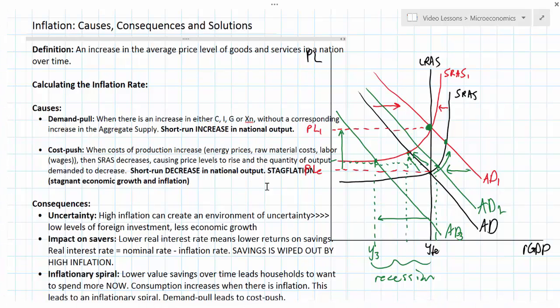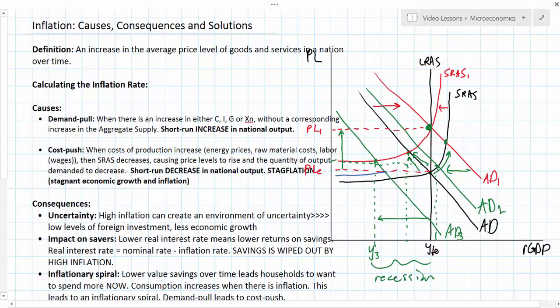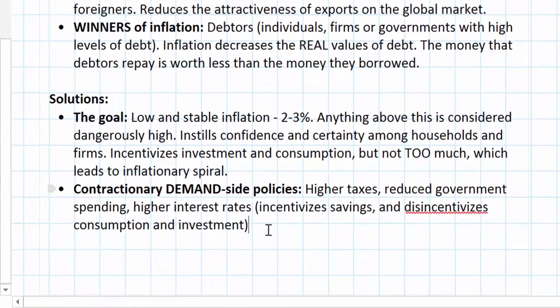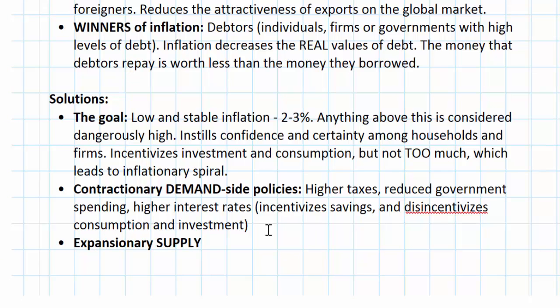So what's needed is expansionary supply-side policies, policies that increase aggregate supply following a cost-push inflation and bring the inflation rate back down. Yes, my graph is getting very cluttered here. I apologize for that. But you get the idea. A policy that can increase short-run aggregate supply can counteract the effects of cost-push inflation. So the final solution we're going to outline here and introduce is expansionary supply-side policies. These are policies aimed at reducing costs of production for firms.